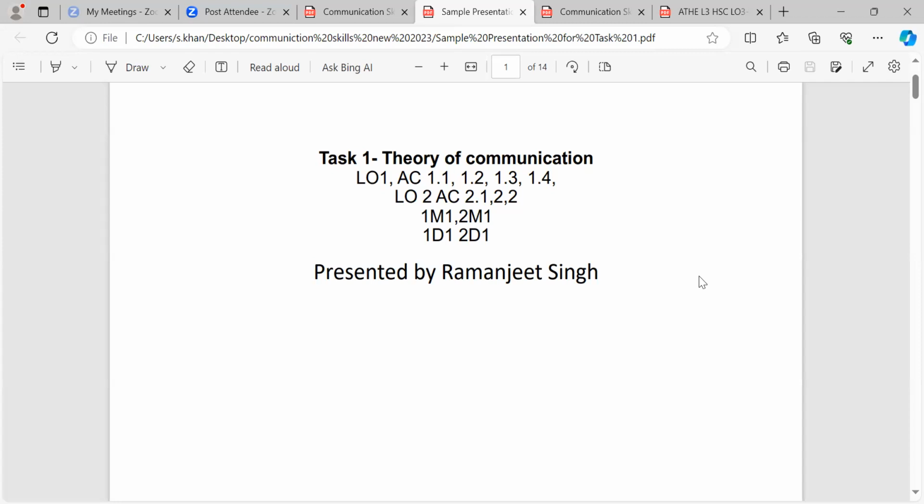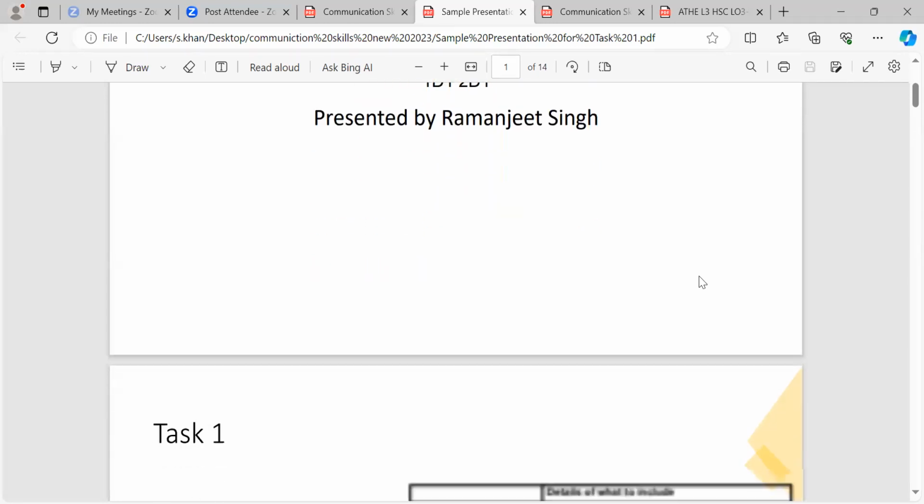Okay, when we did it at the start, I showed you when we did the presentations. Have a look through the presentations. Learning outcome 2.1, 2.2, 1M1, 2M1, 1D1, and 2D1. And these are the extension activities, 1M1, 2M1, 1D1, and 2D1. Now, if you want to get the distinction or merit, okay?